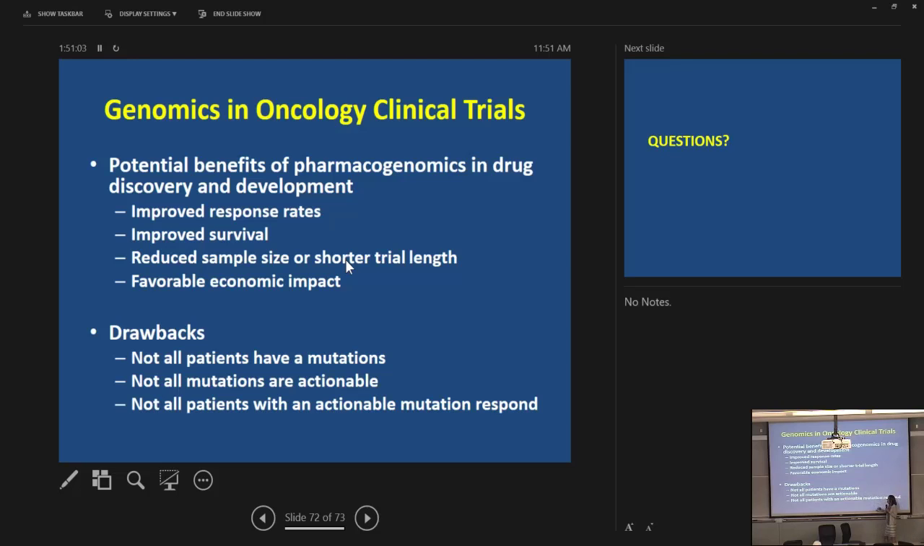And then drawbacks here: not all patients have mutations. Trust me, I prayed every day my mom would have at least one mutation for her lung cancer, and she didn't have any. So not everybody has a mutation. Not all mutations are actionable, so not all mutations have drugs that will hit them. And not all patients with actionable mutations respond, so we still need to do further research on why that happens.